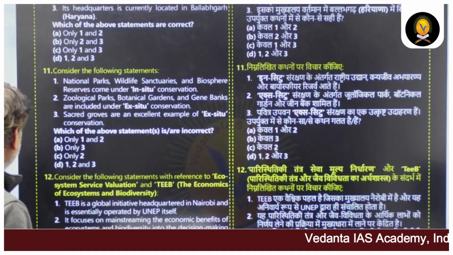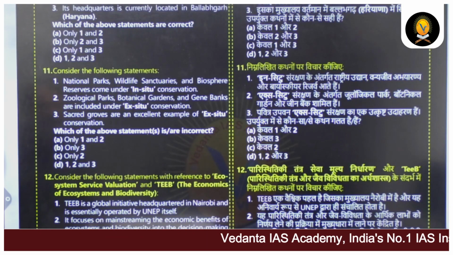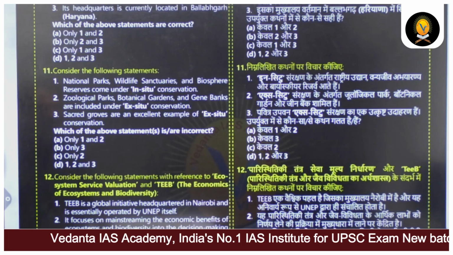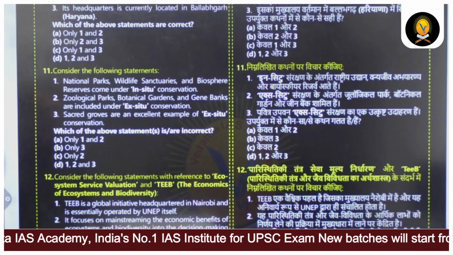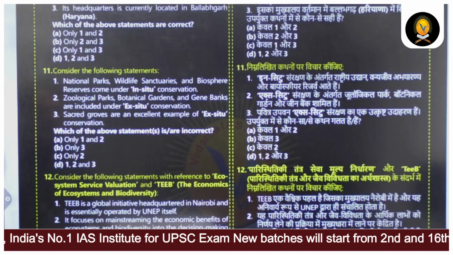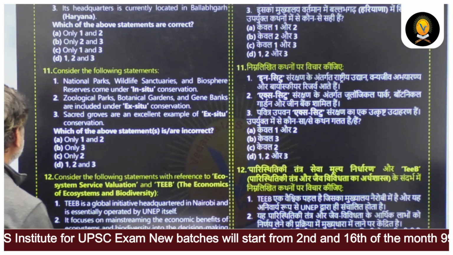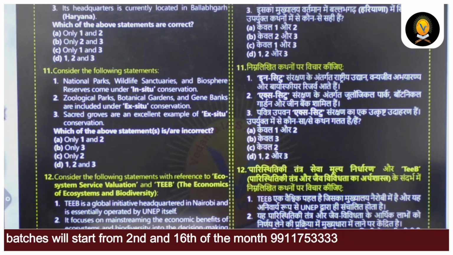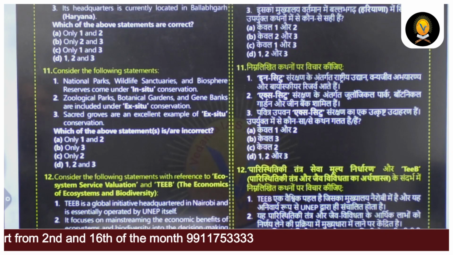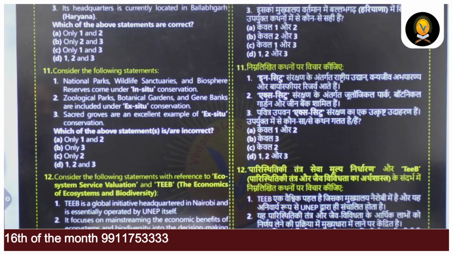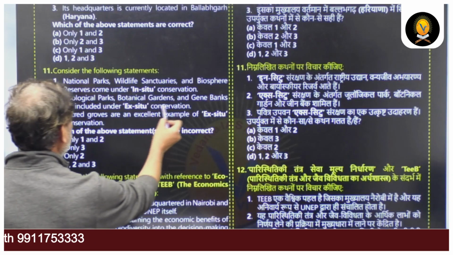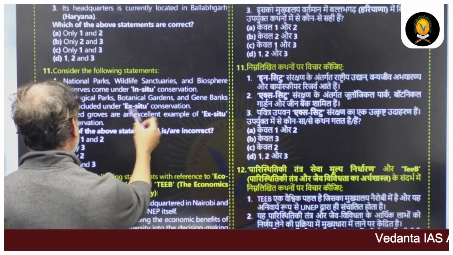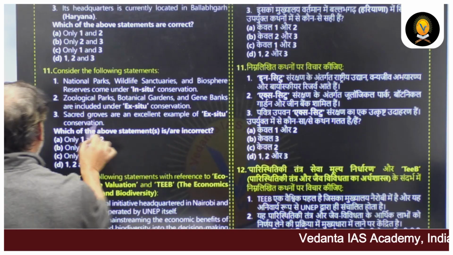Next is, consider the following statement: national parks, wildlife sanctuaries and biosphere reserves come under in situ conservation. Yes, correct. Zoological parks, botanical gardens and gene banks are included under ex situ conservation. Correct. Sacred groves are an excellent example of ex situ. No, wrong. It is an example of in situ conservation. So, 1 and 2 are correct. National parks, wildlife sanctuaries and biosphere reserves come under in situ. Correct. Zoological park, ex situ, correct. Sacred groves as ex situ, this is wrong. So, 1 and 2 are correct.